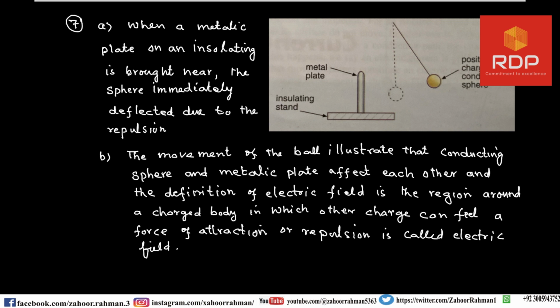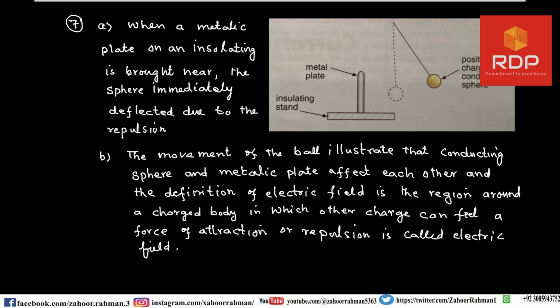When a metallic plate on an insulating stand is brought near, the sphere is immediately deflected due to repulsion, because similar charges repel each other. You can see that the positively charged conducting sphere is repelled. It shows that the metal plate is also positively charged.